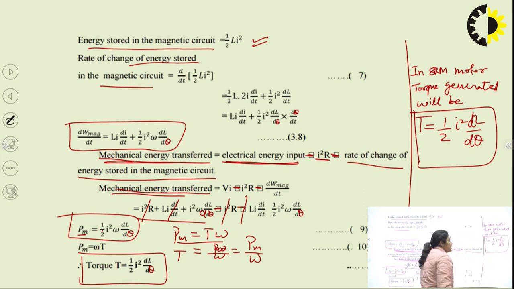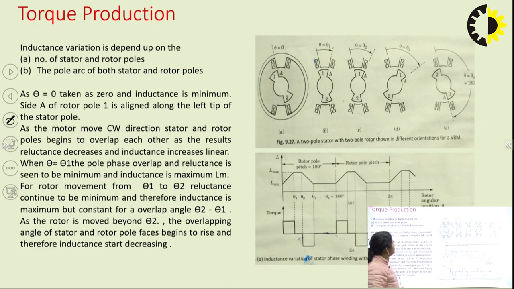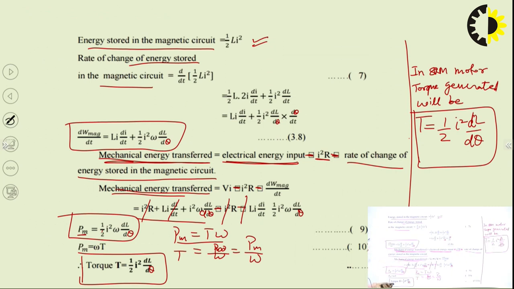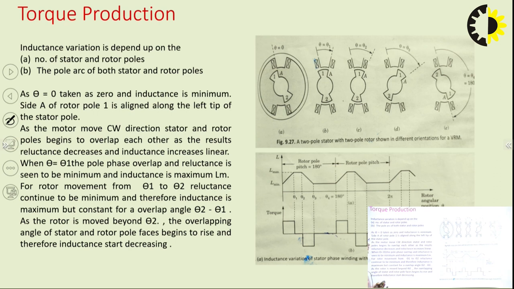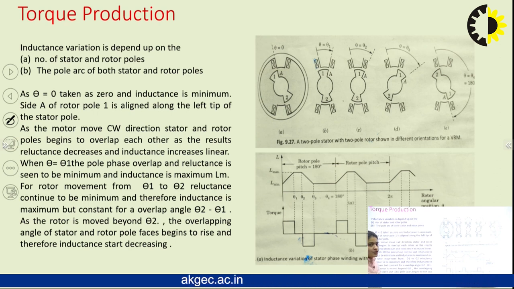In this expression you can say theta is the position of the rotor, and by changing the position of the rotor the inductance will change, and if there is a change in inductance, then only there will be torque. If the inductance is not changing with respect to theta, the torque will be zero. That is why by changing the inductance during the position change, you are getting the torque. This is how the SRM motor works. So this is the mathematical derivation of the SRM motor for torque generation, and this is the explanation of how the torque will be generated with this variation of the inductance, right.